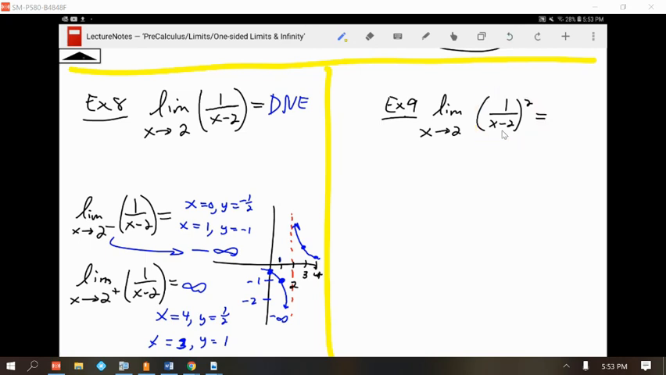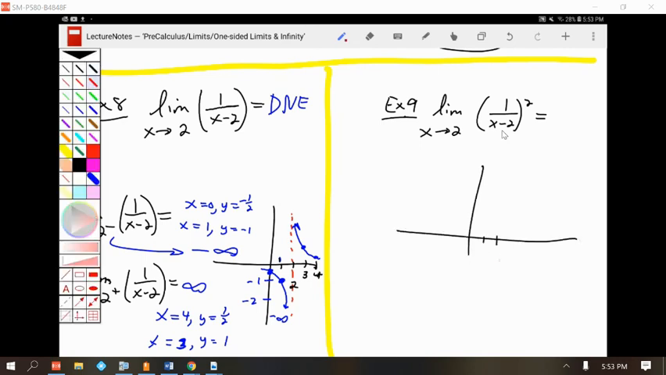So very quickly, I could actually make this graph very easily because I go over to 2 and there's a vertical asymptote. Because when I plug in 2, again, the first step is plug in 2. I got 1 over, what is 2 minus 2? 0. 0 squared is 0. 1 squared is 1. It's still 1 over 0, which means vertical asymptote. But what happens to the rest of the graph when you square it?